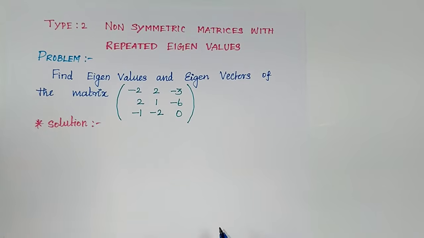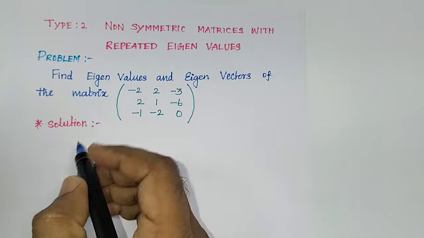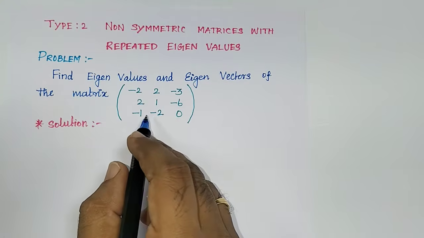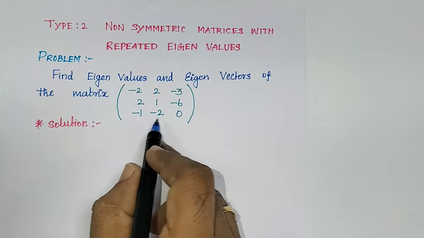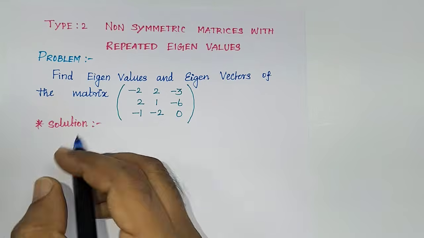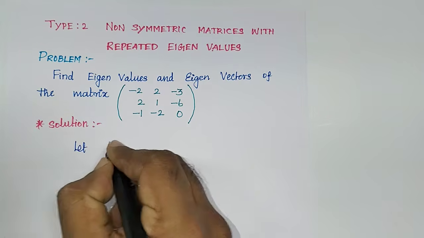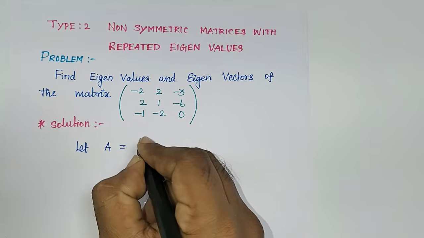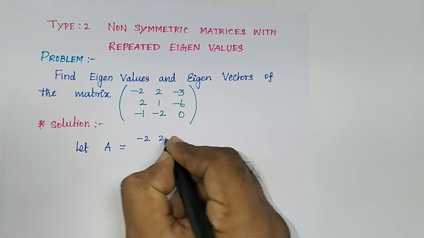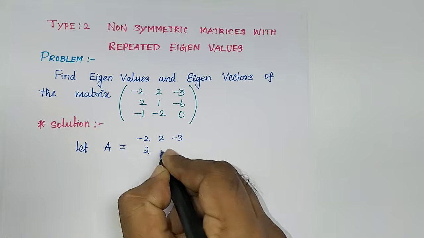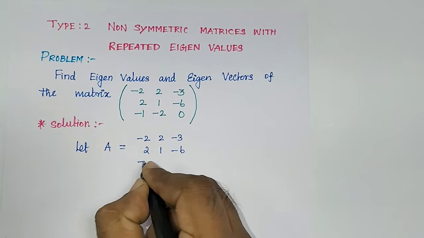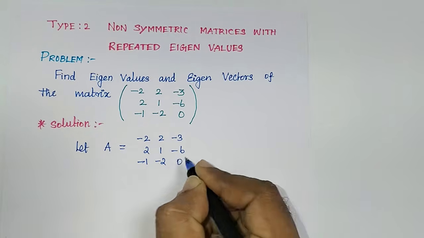In this video, I am going to explain type 2 non-symmetric matrices with repeated eigenvalues based on a problem. So here I have taken the matrix [-2, 2, -3; 2, 1, -6; -1, -2, 0]. I am going to consider this matrix as A: minus 2, 2, minus 3, 2, 1, minus 6, minus 1, minus 2, 0.